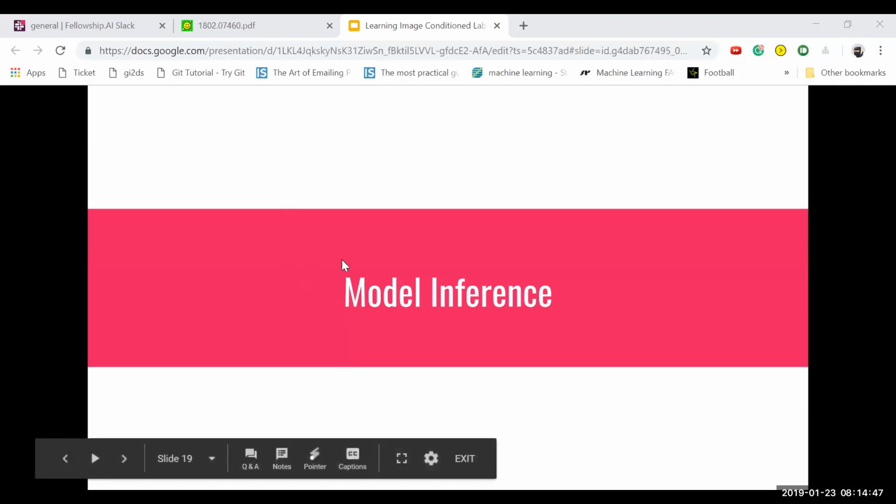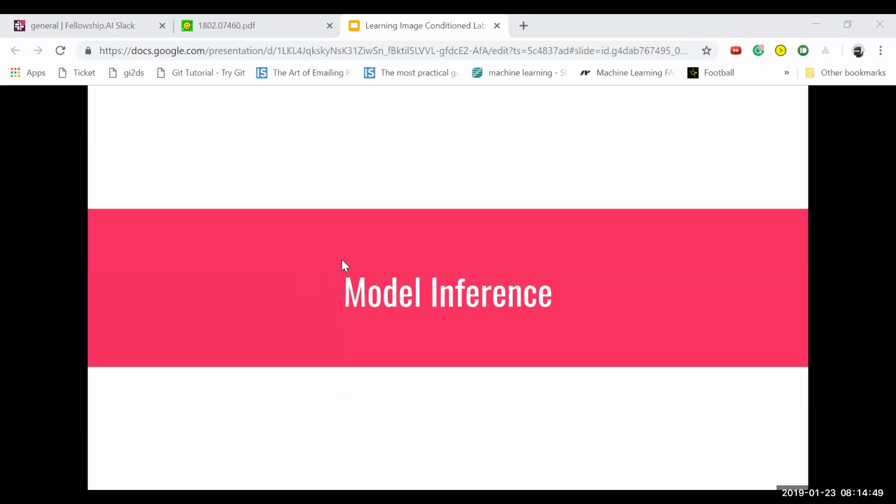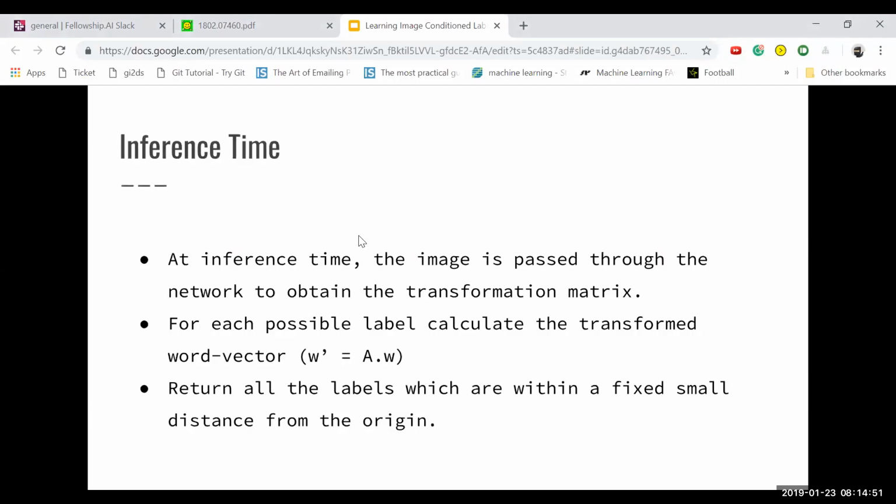So we are at model inference. At inference time, when an image comes in through the CNN, we get an output as the transformation matrix. For each label, we have its word embeddings through word2vec. We multiply this with the transformation matrix. This gives us a representation in k dimensions. I will come to what each stands for, but the k dimensions is your transformed space.